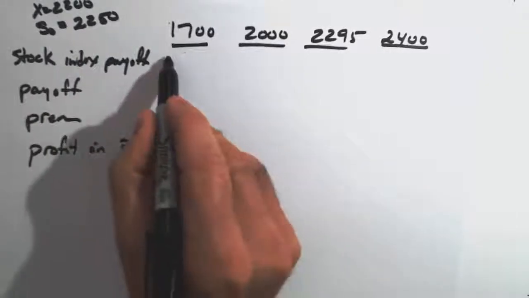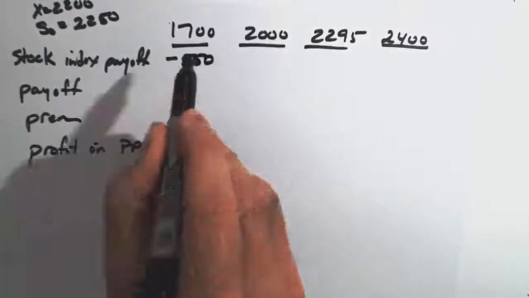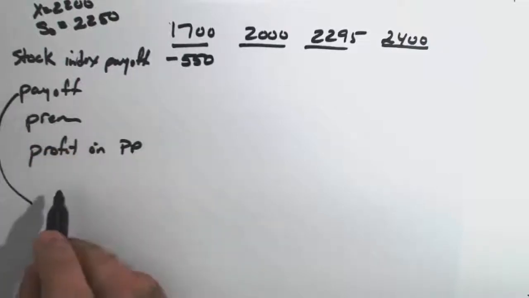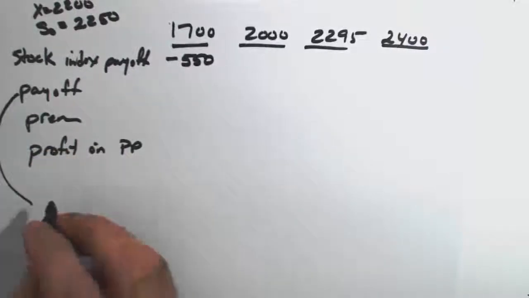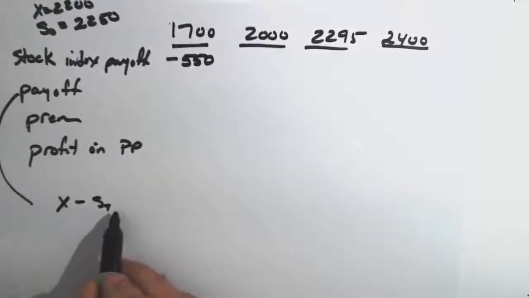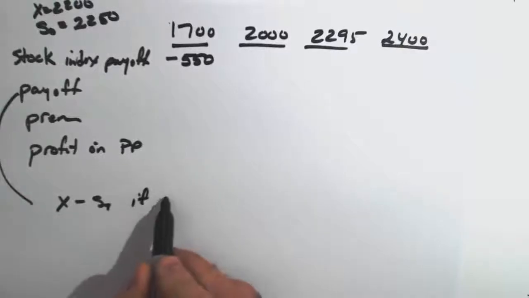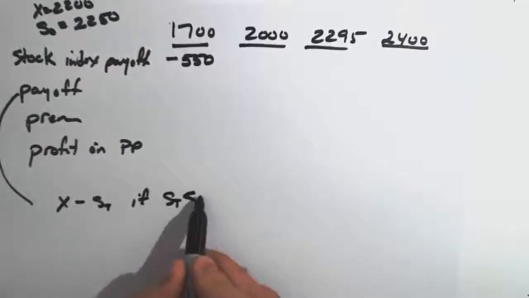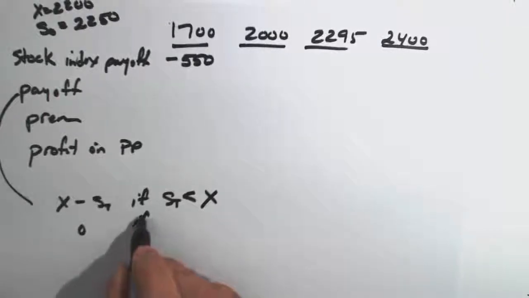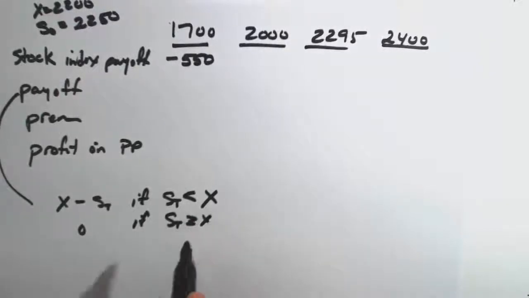So we just lost $550 from an index perspective. Okay? The index fell $550. Now, let's do the payoff to the option. Now, you remember the payoff for a put option is, we're buying a put option, so we're long the put. It's the difference between the strike and the stock if it's in the money. And that happens when the stock price is less than X. And the payoff's going to be 0 if the stock price is greater than or equal to X.